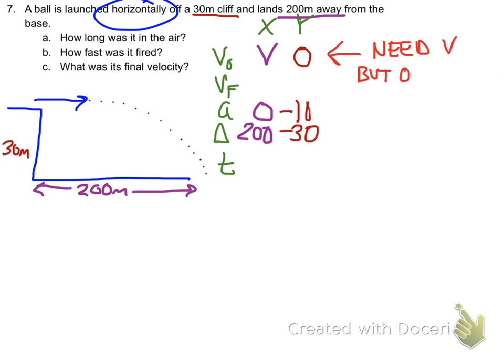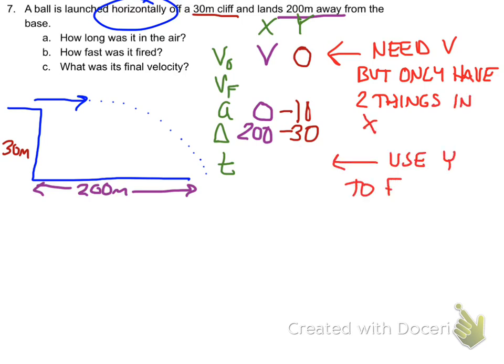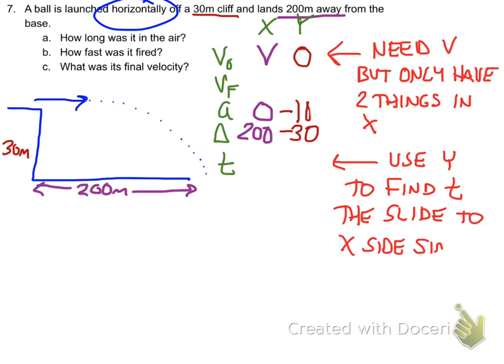We need V, but the problem is we only know two things on the X side, and that's not enough to solve for that. So what we need to do is use the Y to find out the time, and then we can slide that over, because the time for the X and the Y are going to be the same.